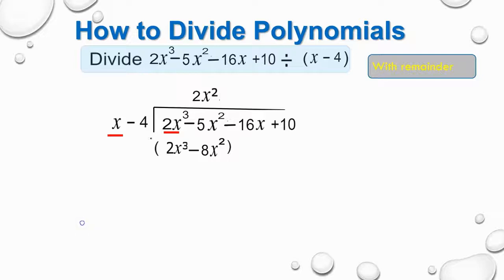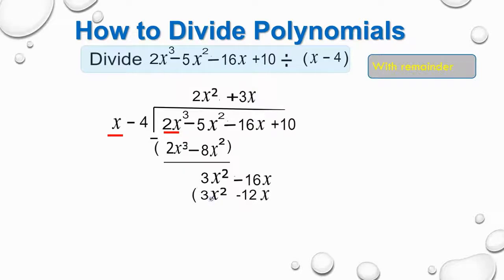Subtract that. So 2x cubed minus 2x cubed is 0. Negative 5x squared minus negative 8x squared. So minus and minus becomes a plus. So that will make negative 5x squared plus 8x squared to give you 3x squared. Bring down negative 16x. So what do you multiply with x to get 3x squared? You have 3x, positive 3x. So 3x times x is 3x squared. 3x times negative 4 gives you negative 12x.